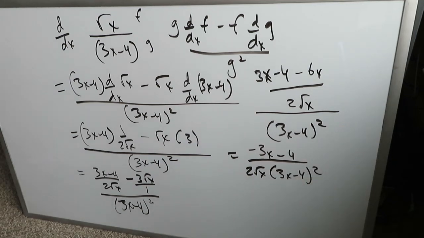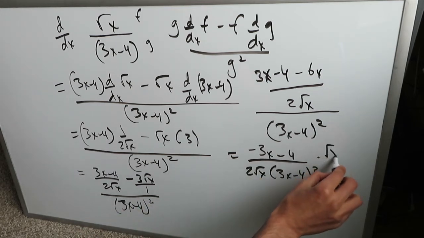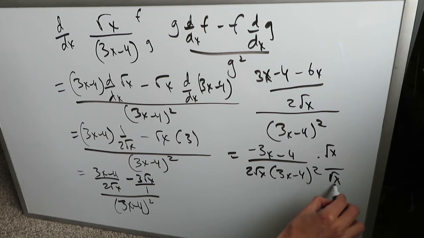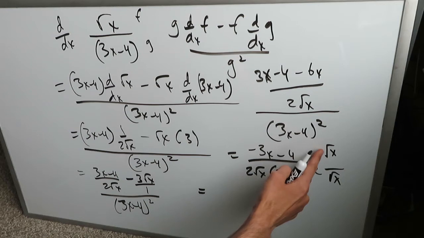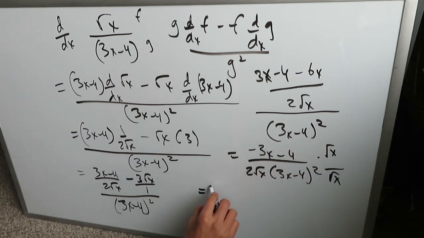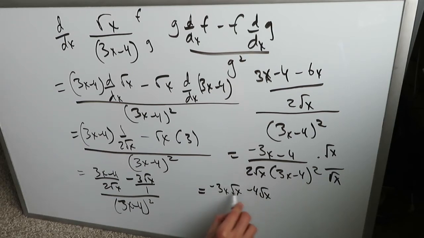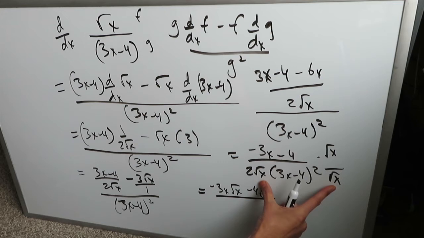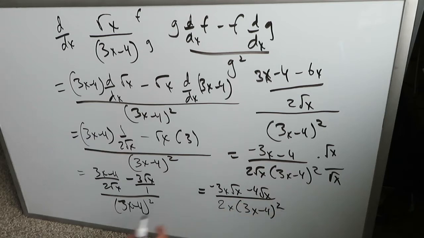Now in some areas they'll tell you to get rid of this radical over here by doing a rationalizing step. We can rationalize it. I'll rationalize it, and then I'll present you the final answer over here. This rationalized radical, or this root x, will multiply with each of these components. You'll get a minus 3x root x minus 4 root x divided by this root x times this root x, which will make it just a 2x, and all times 3x minus 4 whole square. And this right here is your final answer.